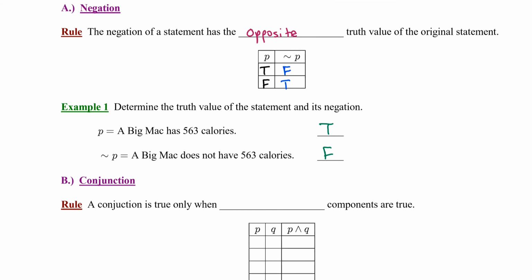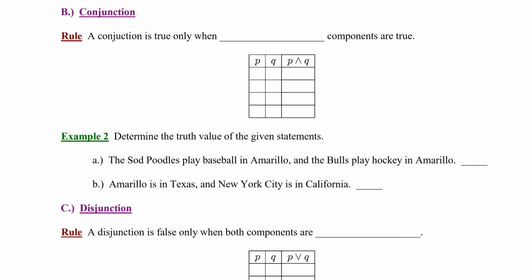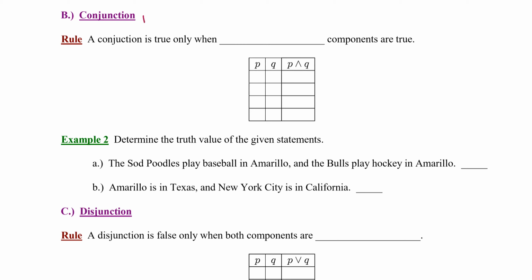Next, let's consider the truth table for the conjunction. Let me remind you that a conjunction is two simple statements joined by an and. Remember, the hat symbol represents and. It sort of even looks like an A with a missing crossbar, if that helps you to remember. Here's the rule for the conjunction. A conjunction is true only when both components are true. Now hold that simple rule in your mind as we apply this to the truth table.